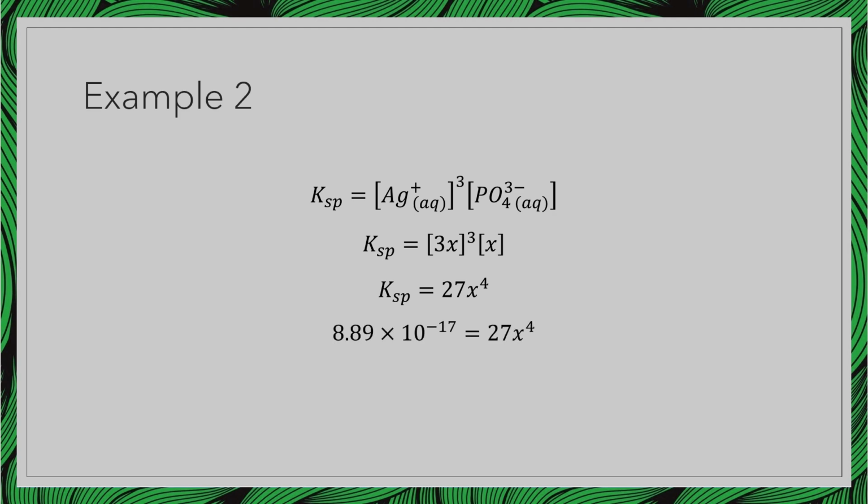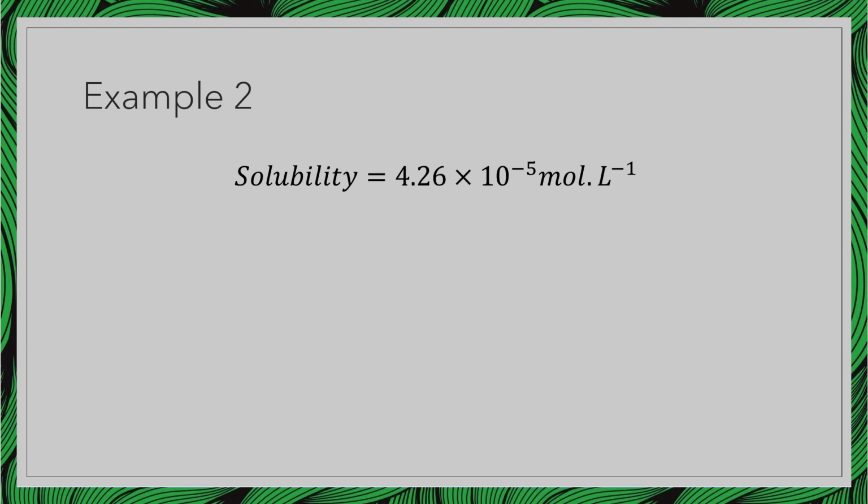Now that's equal to our KSP value. We then solve for x. Divide by 27. Take the 4th root, which gives us x equals 4.26 times 10 to the negative 5. Now, that would give us the number of moles per liter of our compound that dissolves. Okay. We then need to find the solubility in grams per 100 mils.